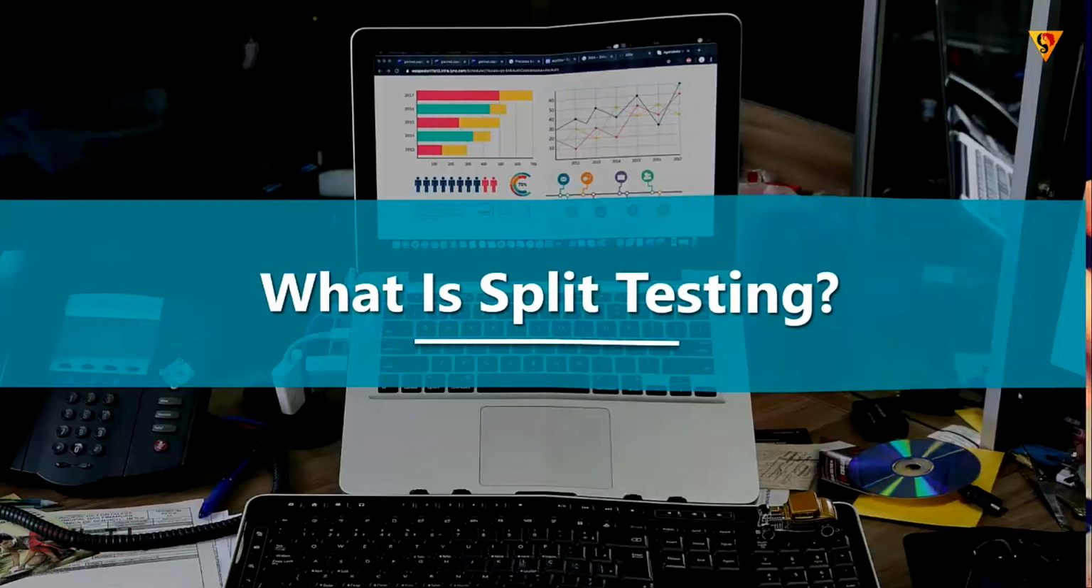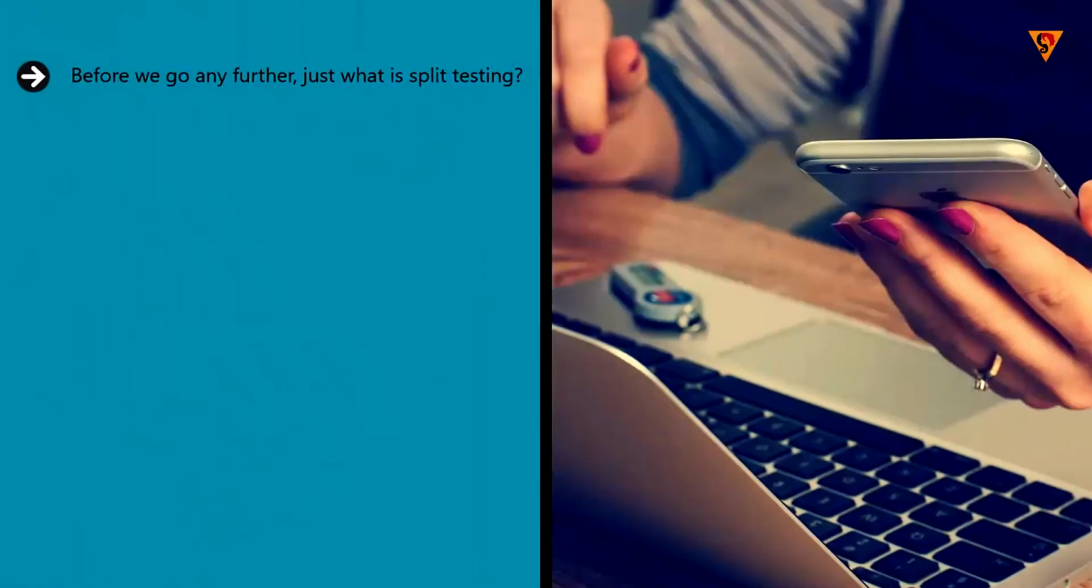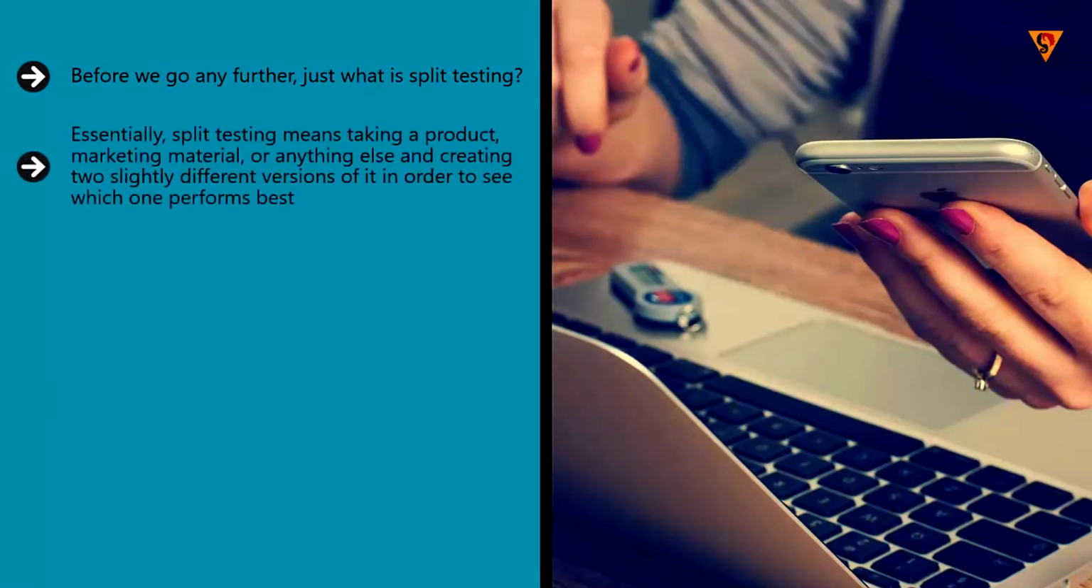What is split testing? Before we go any further, just what is split testing? And what does the term mean in the context of search engine optimization? Essentially, split testing means taking a product, marketing material, or anything else and creating two slightly different versions of it in order to see which one performs best.